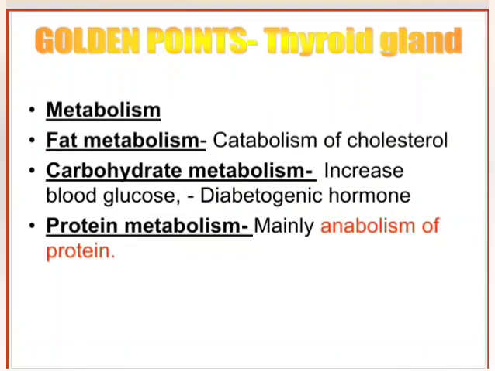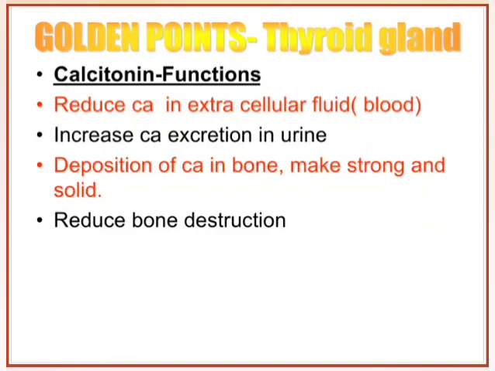In protein metabolism, it builds up the protein with the help of amino acids, which is commonly called anabolism of protein. Now, the calcitonin hormone function in golden segment. Calcitonin hormone, otherwise called thyrocalcitonin, TCT. The main function of the calcitonin is to reduce the calcium level in the extracellular fluid, that is blood. It takes the calcium from our blood and removes it through urine. So it increases the calcium excretion in the urine. And also it takes the calcium from the blood and deposits it to the bone, so that the bone becomes very strong and solid. Hence it reduces the bone destruction.